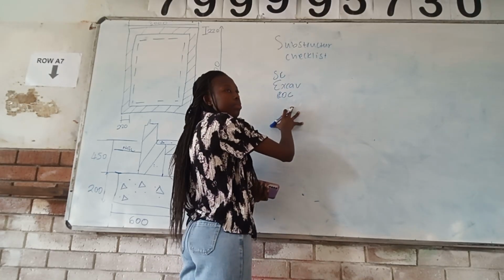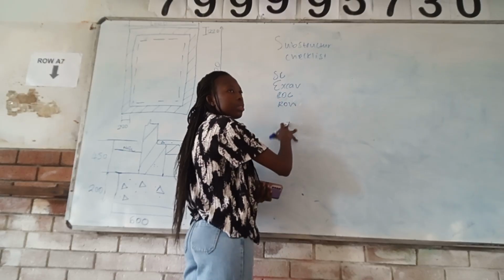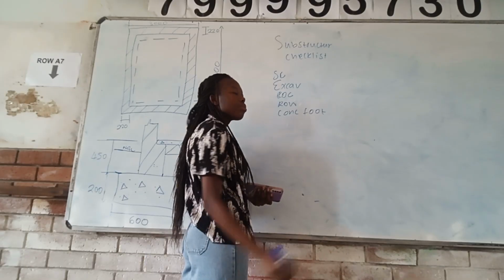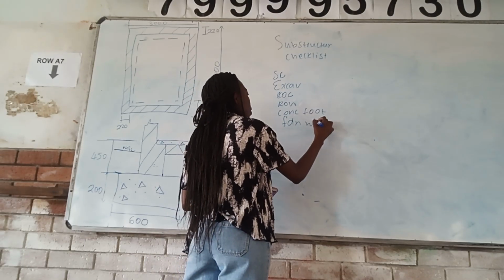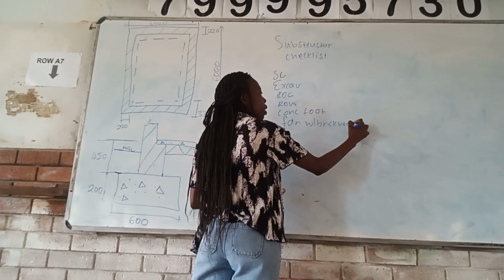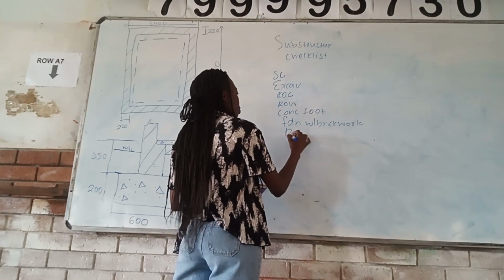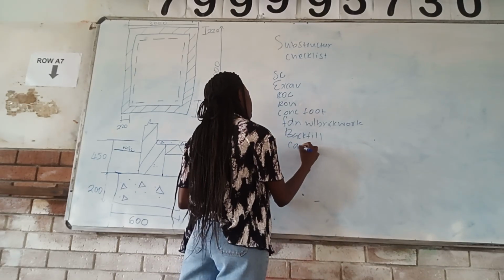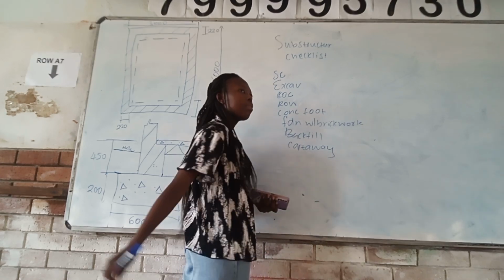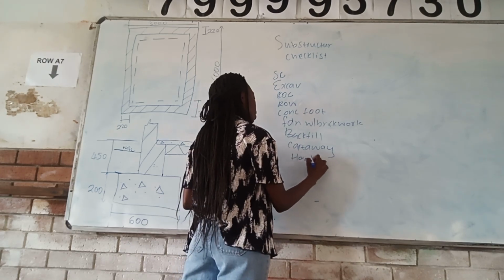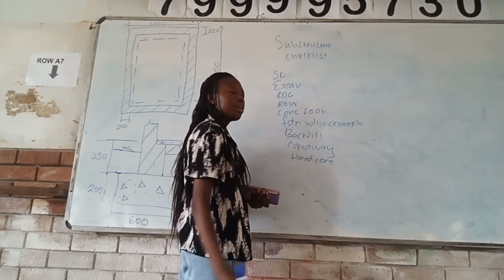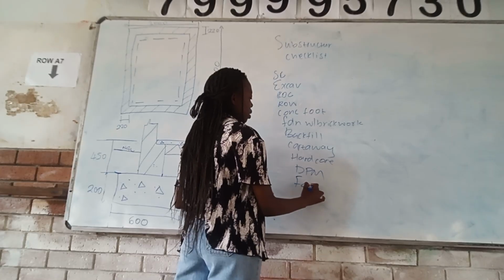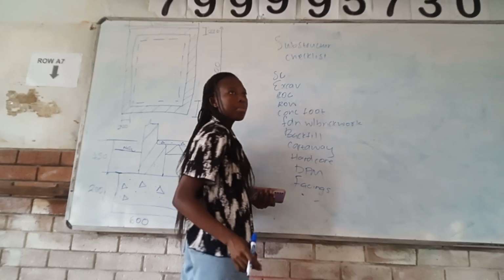ROC. ROW. Concrete footing. Foundation wall or brickwork. Backfill. Cutaway. Hardcore. DPM. Facing. Do you all know this checklist by heart?